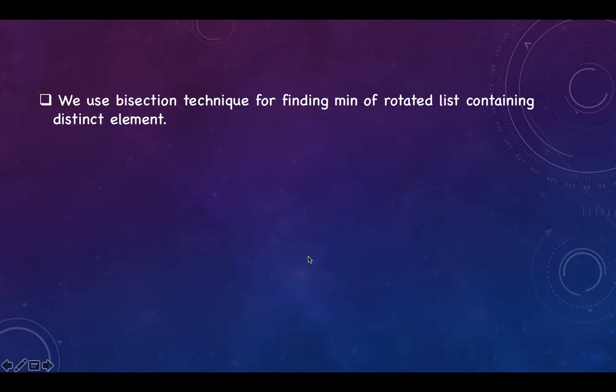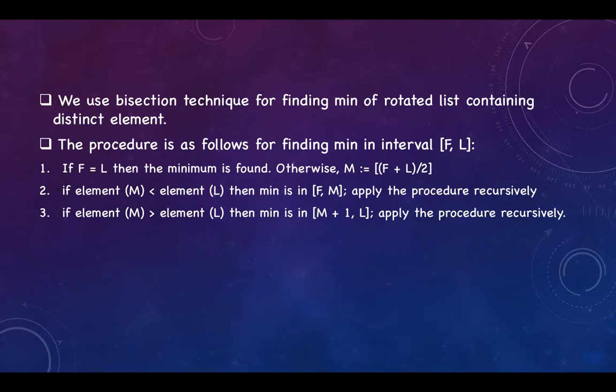So we use the bisection technique for finding the minimum of a rotated list containing distinct elements. The procedure is as follows for finding the minimum in the interval f to L. If f is equal to L, then obviously the minimum is found at that location. Otherwise, we compute M, the average of f plus L.